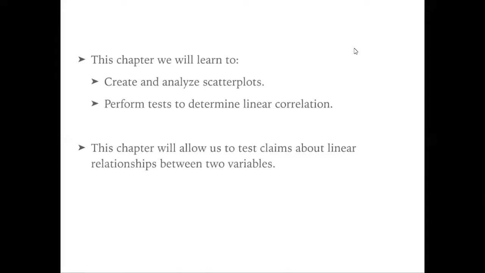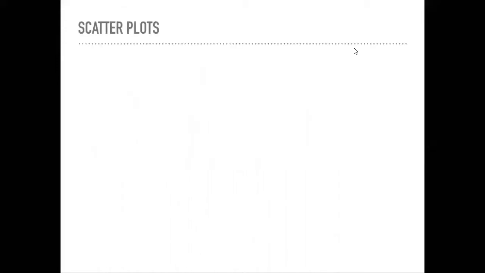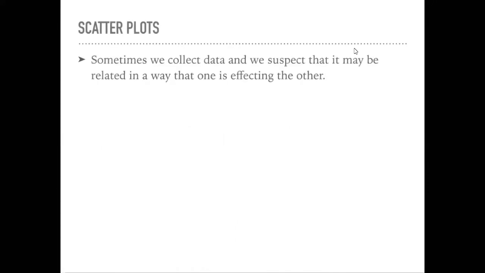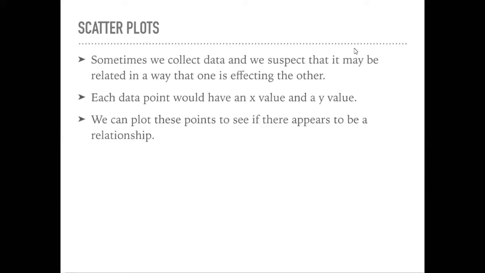So this is when we're saying all of our data points have an X and a Y, and we're thinking that X causes Y. And so we're looking to see if there's some sort of relationship there. We would be able to draw something called a scatter plot with each of these. Sometimes when we collect data, we suspect it might be related in one way or another, that one is affecting the other one. Each data point would have an X value and a Y value, and we'd be able to plot these to see if there appears to be a relationship.